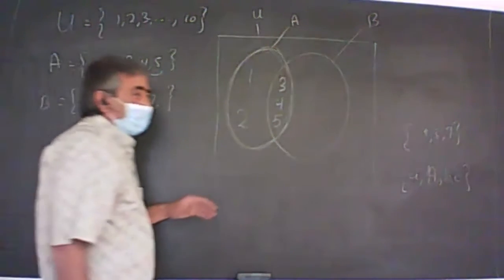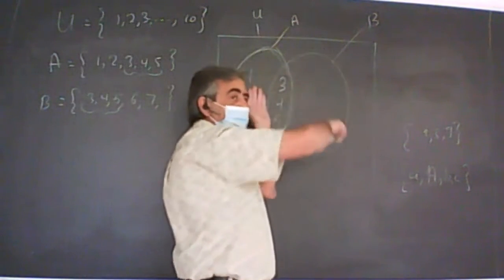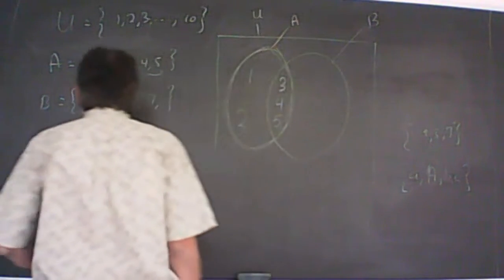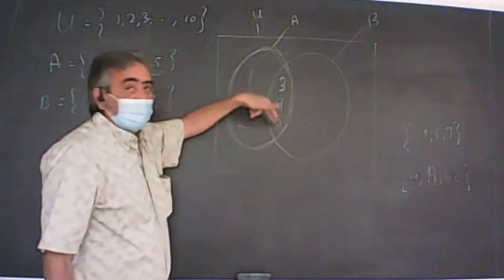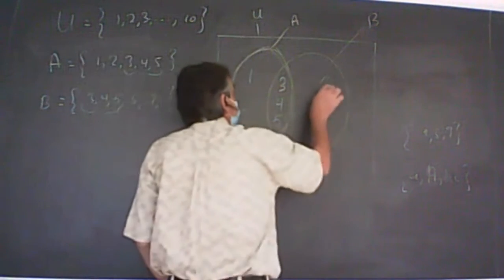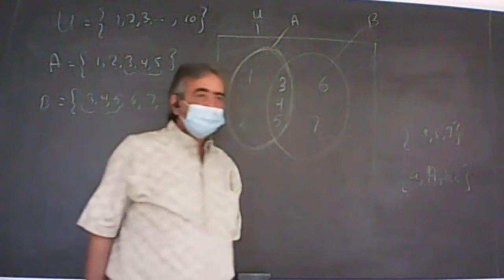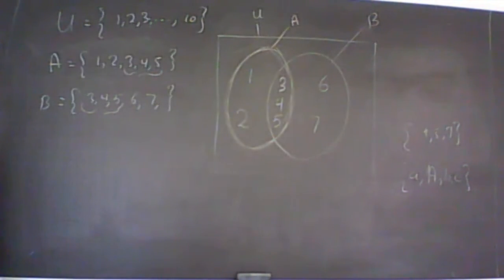Now for B, again, in here, I should read all the elements in B. What do I have in B? 3, 4, 5, 6, 7. So I do have 3, 4, 5 already in B. I'm missing 6, 7. So I will put those in there. Yes?